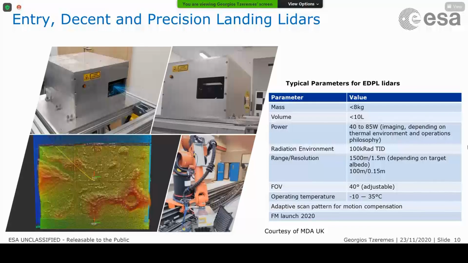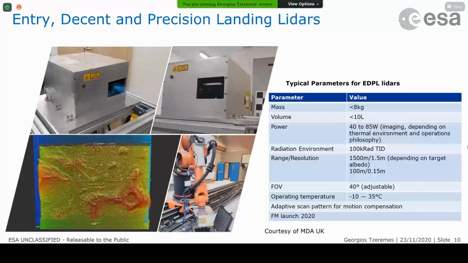The criticalities on this is the electronics to be rad hard to 100 kilorad at least, and then we need them to be able to give us a very good resolution for up to 1.5 kilometers for having a good imaging of the landing terrain, but also be able to have precision positioning when we get down to 100 meters of a few millimeter accuracies.